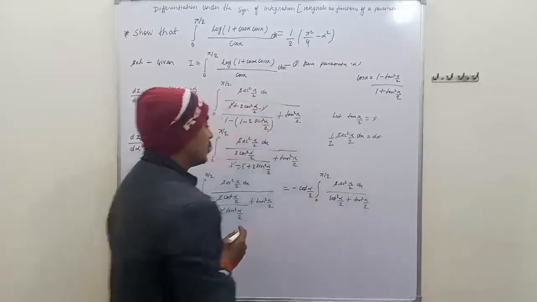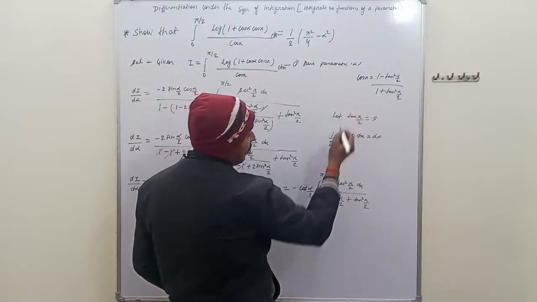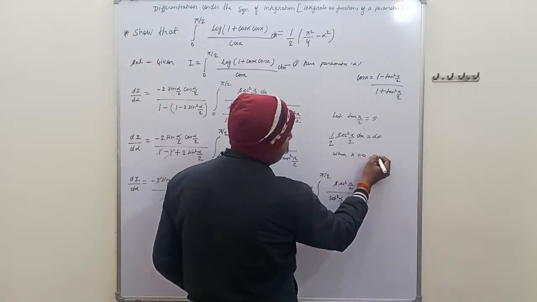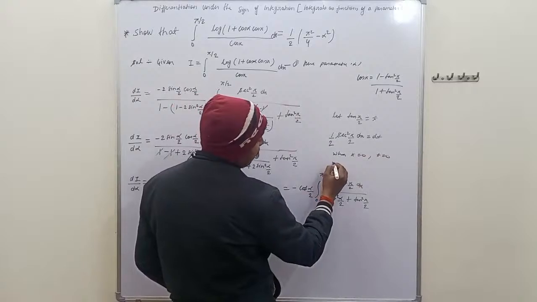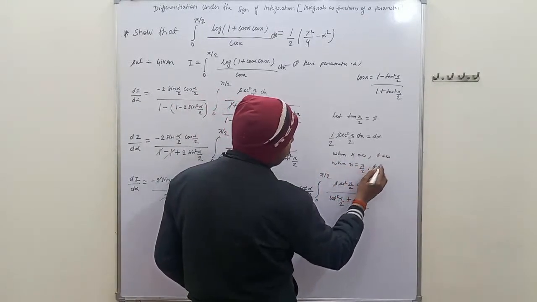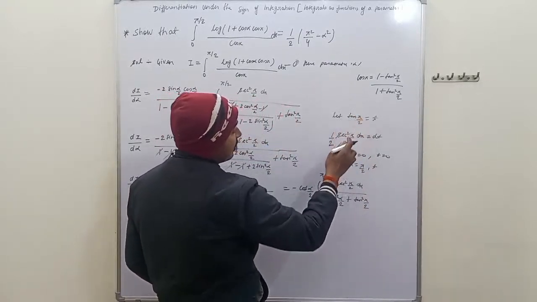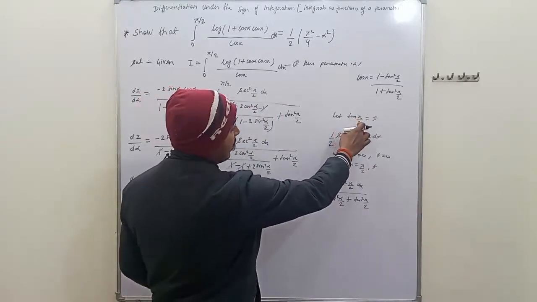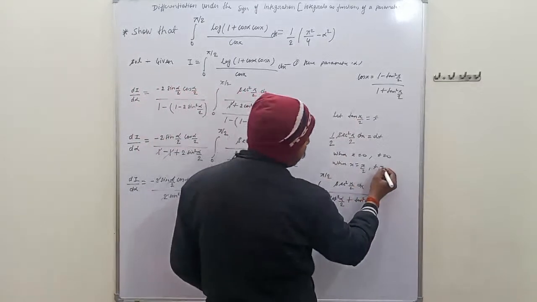And we have to also change the limit here. When x is equal to 0, we get t is equal to 0, and when x is equal to pi by 2, then t is equal to tan of pi by 4, and the value of tan 45 is 1. So t is equal to 1.